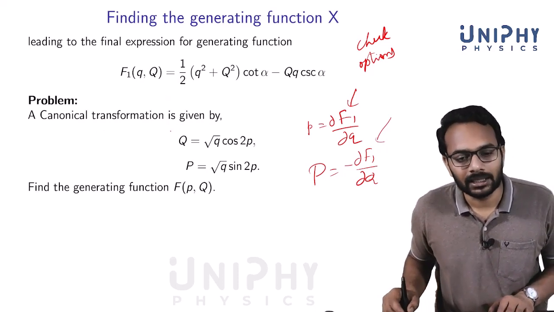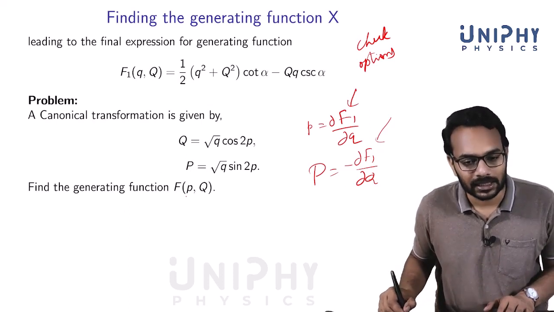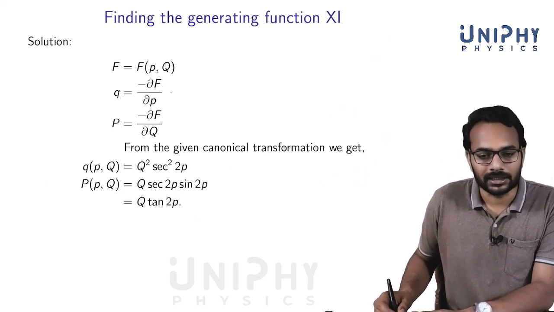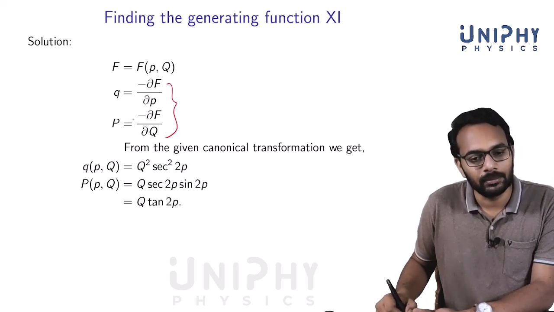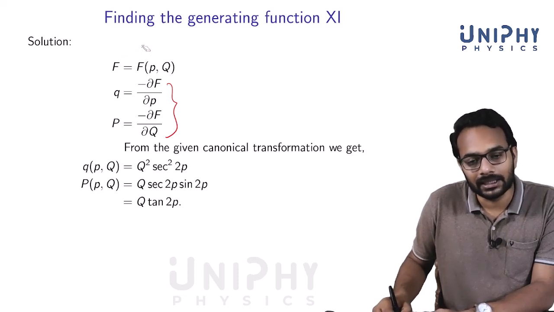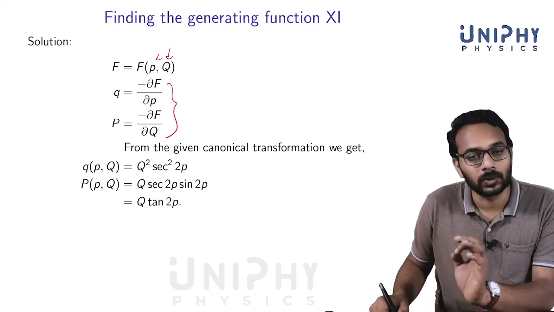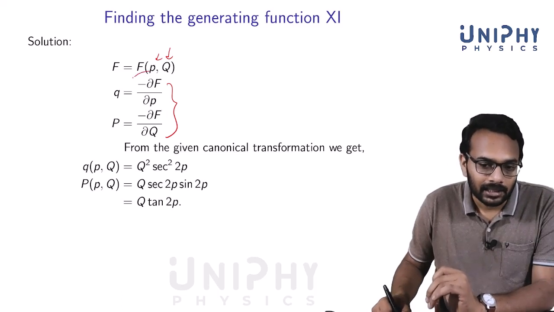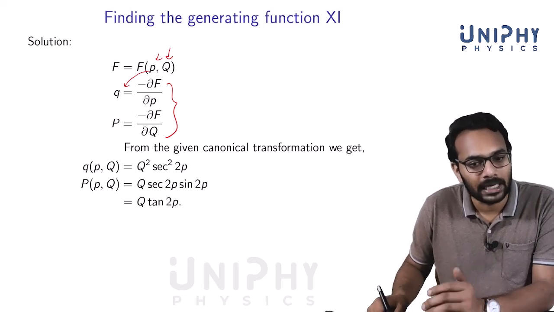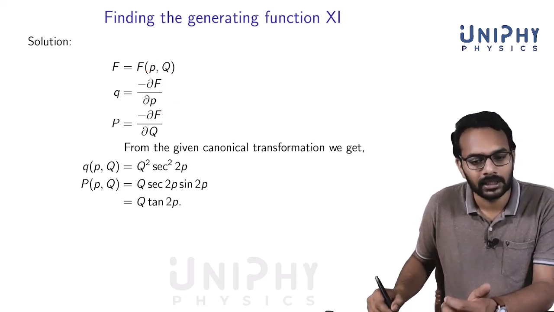In the next problem, a canonical transformation is given, capital Q is given, capital P is given. In this case, we need to find the generating function, which is a function of small p and capital Q. Again, the first step is to write down the transformation equations for small q and capital P. Now, we need a function of small p and capital Q. So the next step is to use the transformation equations and write down small q as a function of small p and capital Q, and capital P as a function of small p and capital Q. From the canonical transformation, you can easily get that.